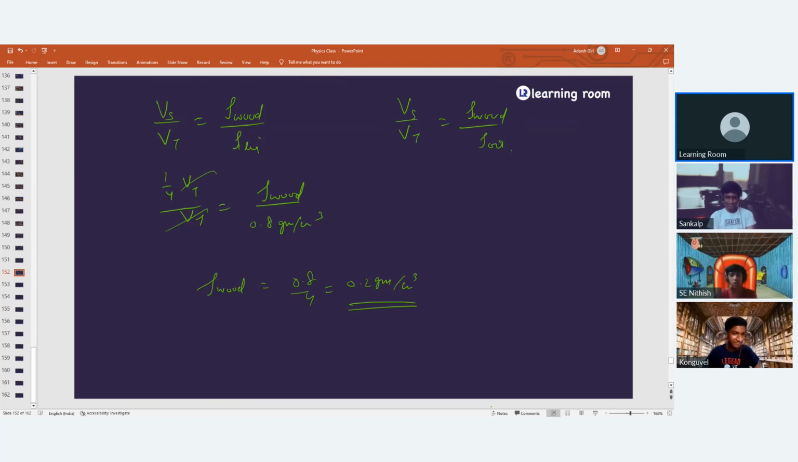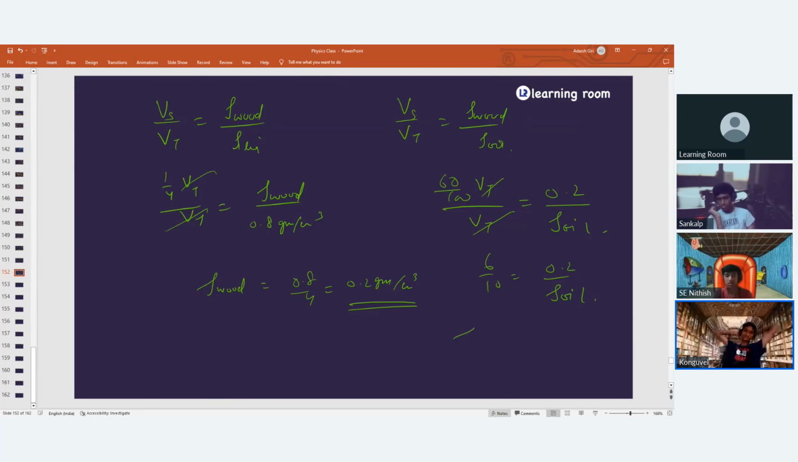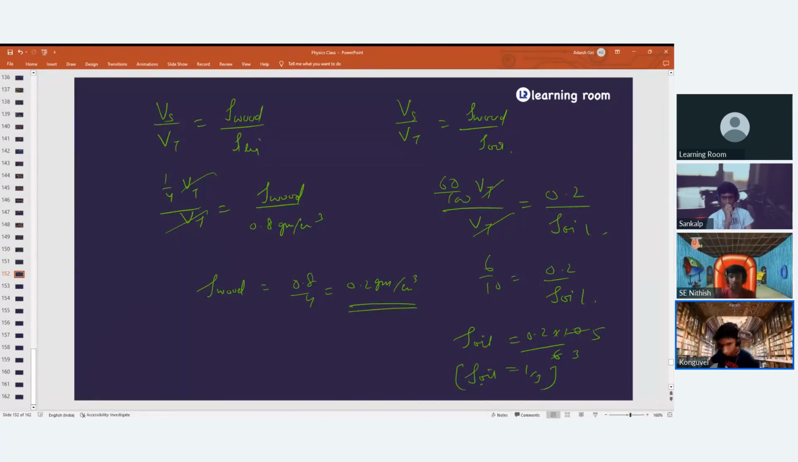In the second case, the volume submerged is 60%, so 60% of VT by VT. Hope you know how to take out the percentage: divide by 100 and multiply by VT, so VT gets cancelled. 6 by 10 equals 0.2 by rho of oil, which we don't know. Rho of oil will be 0.2 into 10 by 6, that is 1 by 3. Understood or not?